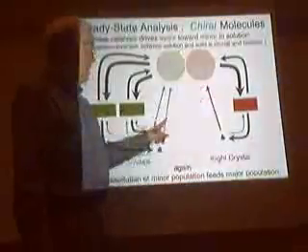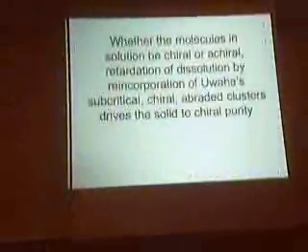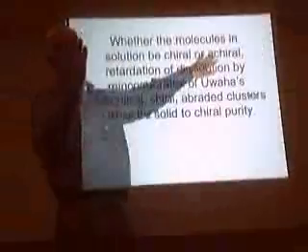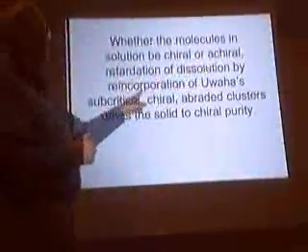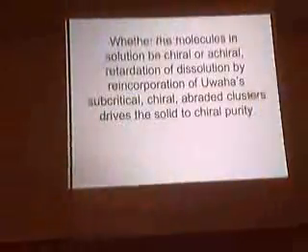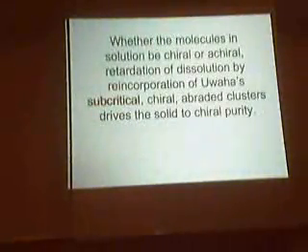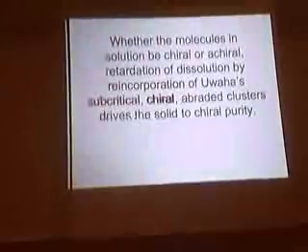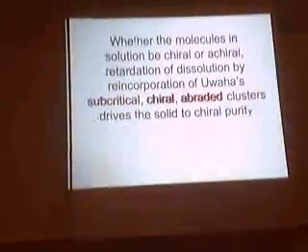Okay, so again, faster dissolution of the minor population feeds the major population. So whether the molecules in solution be chiral or achiral, whether it's sodium chlorate or your amino acid derivative, retardation of dissolution by reincorporation of Viedma's subcritical chiral abraded clusters drives the solid to chiral purity. Now notice, it's subcritical. That's so that they will dissolve if they don't do anything else. It's chiral. That means it's faster in reacting with the same solid than with the opposite solid. And it's abraded so that it can't go back on, except that the original abrasion is not reversible.